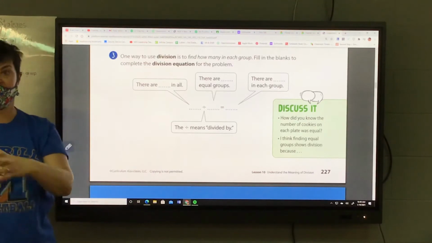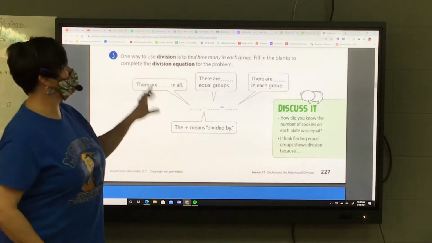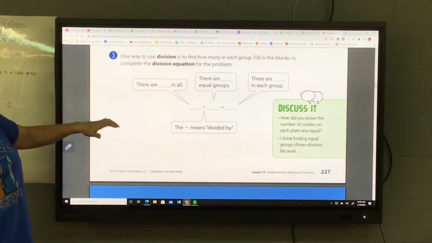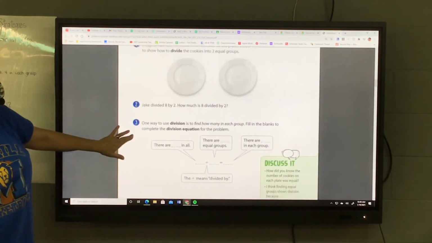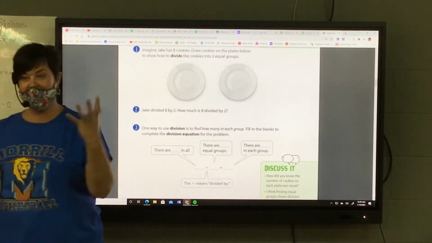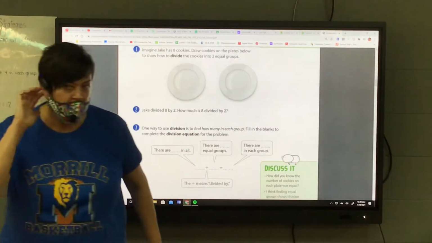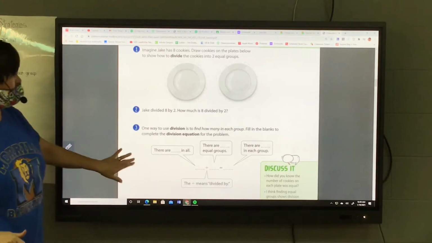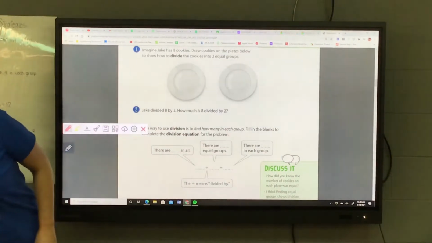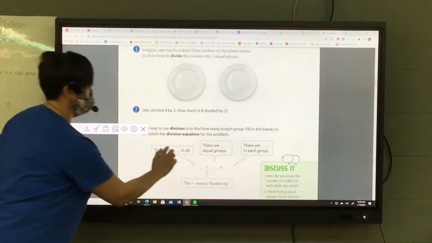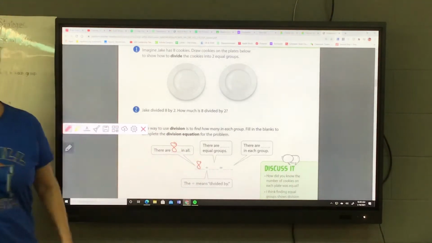Remember how we did that when we were multiplying too? We're just working backwards from that. So we're going to fill in the blanks to complete the division equation for the problem. I'm going to make this smaller. So there are how many in all based on this problem? 8. There are what in all? 8. Write it down. Oh yes, so there are 8 in all. And then we're going to bring that 8 down there too. Thank you, Connor.